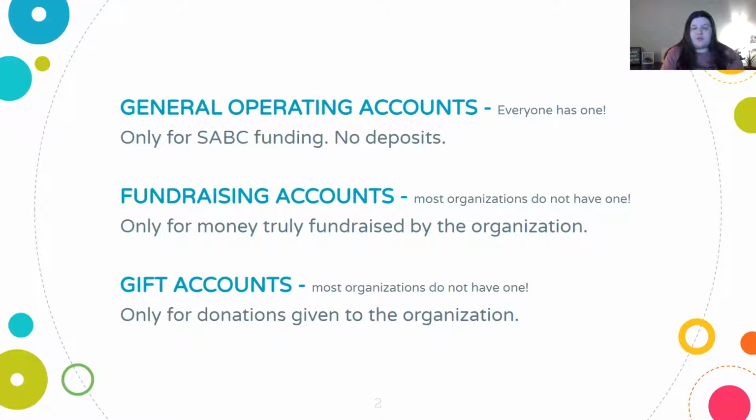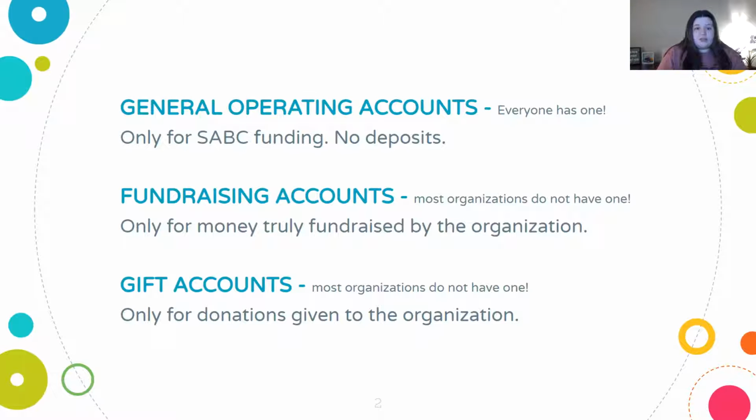Every single student organization has a general operating account. These operating accounts are only for SABC funding. In the past, student organizations have been able to deposit money into these accounts and use it as they choose, obviously under the university guidelines of spending money. But that gets confusing because something you may not know is that at the end of each fiscal year, any money that's in any of our operating accounts gets swept and absorbed back into the university to get shared out in the next year once they have all the budgets figured out.